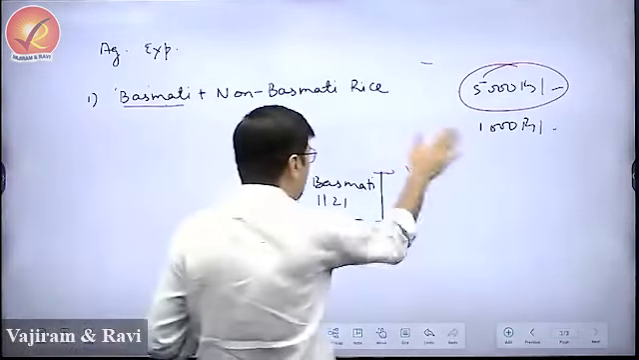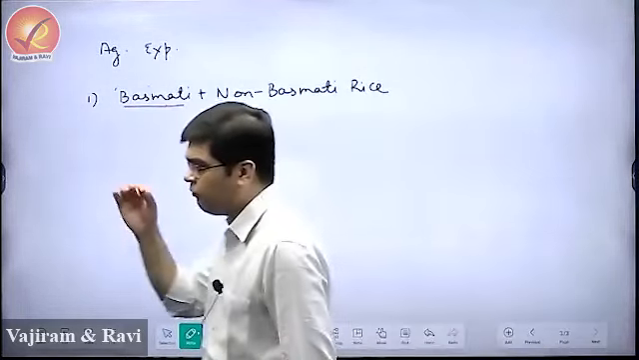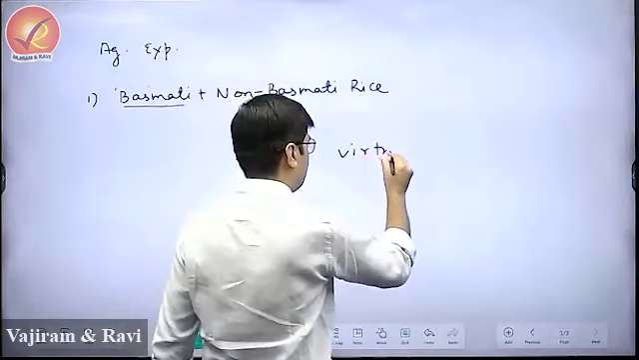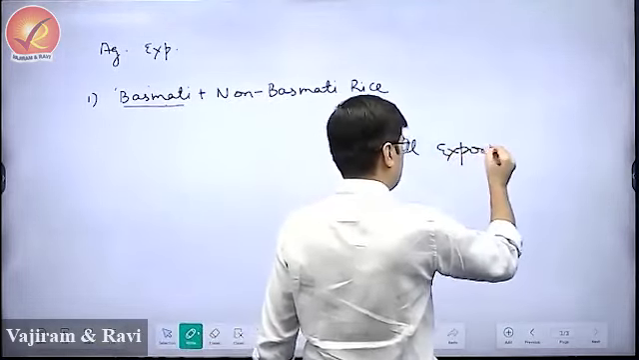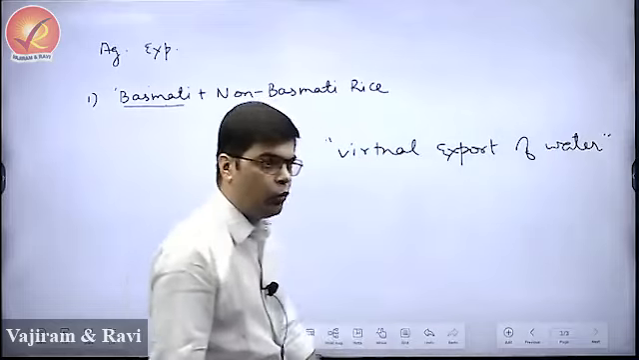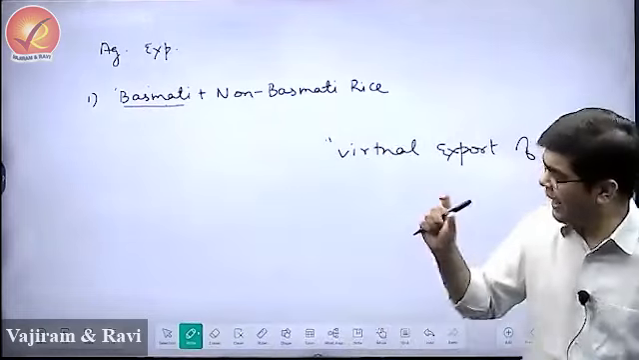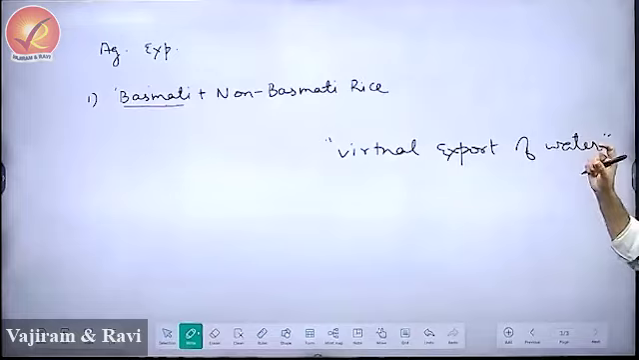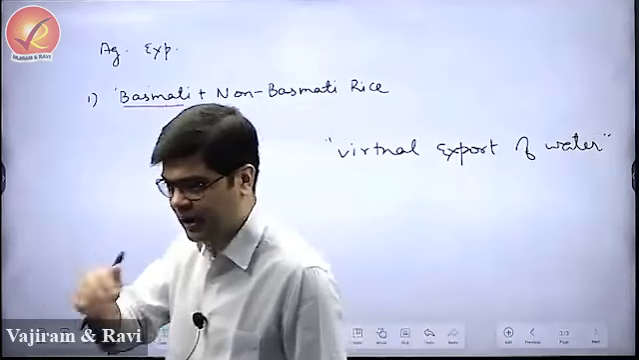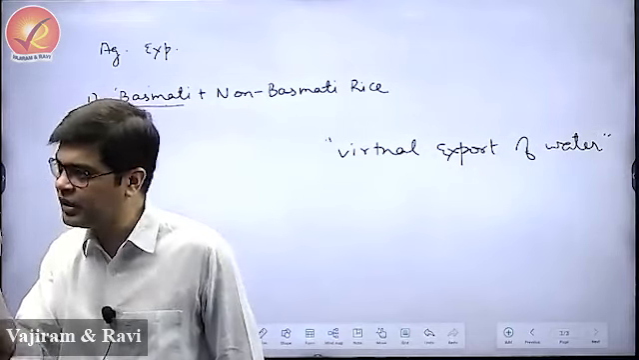Then, when you look at the exports of rice, very often you will come across a term, virtual export of water. Now what does this mean? When we cultivate rice, a good amount of rice which is meant for exports is cultivated in Punjab, Haryana. Punjab, Haryana are the areas where rice is cultivated mainly as a commercial crop.